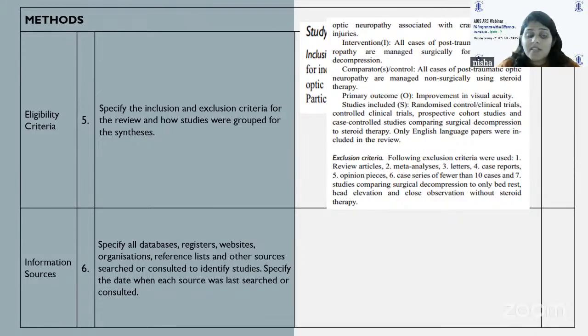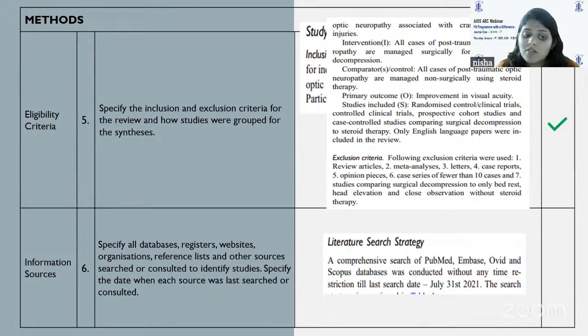And as far as the exclusion was concerned, they had excluded all other review articles, meta-analyses, expert opinions, letters, opinion pieces, and also case series with less than 10 cases. And they also avoided those articles which chose conservative management in the form of head elevation and close observation without any therapy. So even that criteria was met. And then they had also specified all the databases that they had gone through to achieve this information, which is nothing but PubMed, Embase, Scopus, and Ovid.